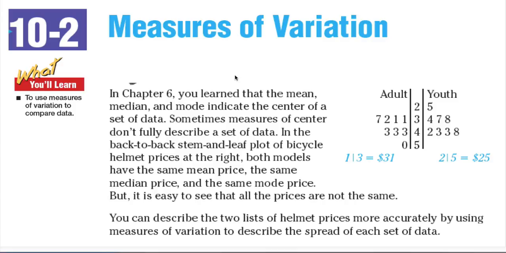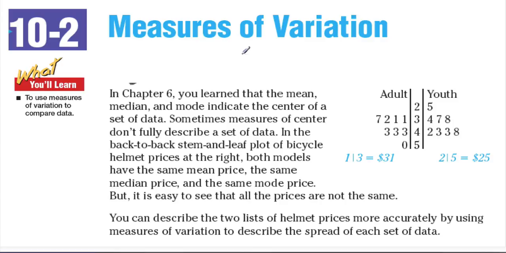Measures of variation. In this lesson, we'll learn to use measures of variation to compare data. In Chapter 6, we learned that the mean, median, and mode indicate the center of the set of data. That's why we call them the measures of central tendency. As a review, the mean is basically adding up your set of data and dividing it by the number of data there are in the set.